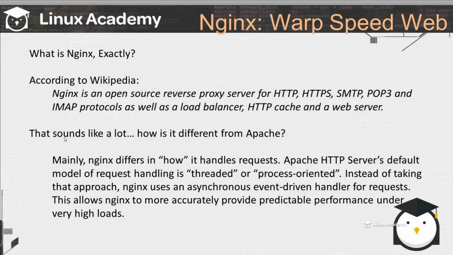And that has both advantages and disadvantages. One of the disadvantages is that for static content, it gets multiple copies of files, and it can take up additional memory space, particularly in how it manages sessions. What Nginx does is, instead of taking that approach, they use an asynchronous event-driven handler for requests, which means that although the connections come in and are treated independently, they can share memory space. So it allows Nginx to more accurately provide predictable performance under very high loads. And in fact, that's one of the main reasons that Nginx has begun to gain traction versus Apache.